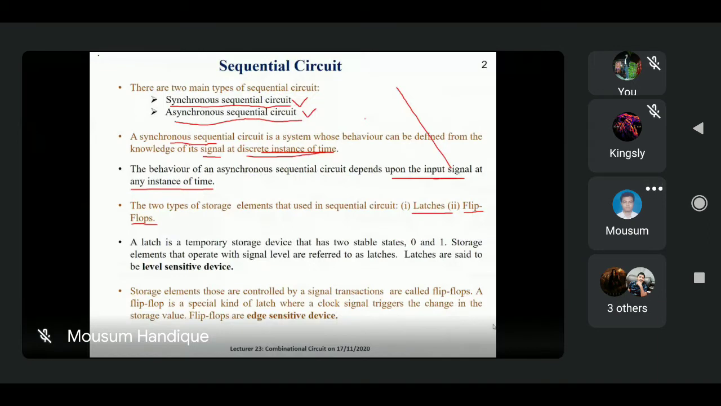So there are two types of storage elements we are using. One is called a latch and another one is called a flip-flop. Okay, so a flip-flop is nothing but one kind of latch. At first, we are going to understand what the latch and flip-flop are. After that, how we can design the latches and flip-flops, that part we will discuss.